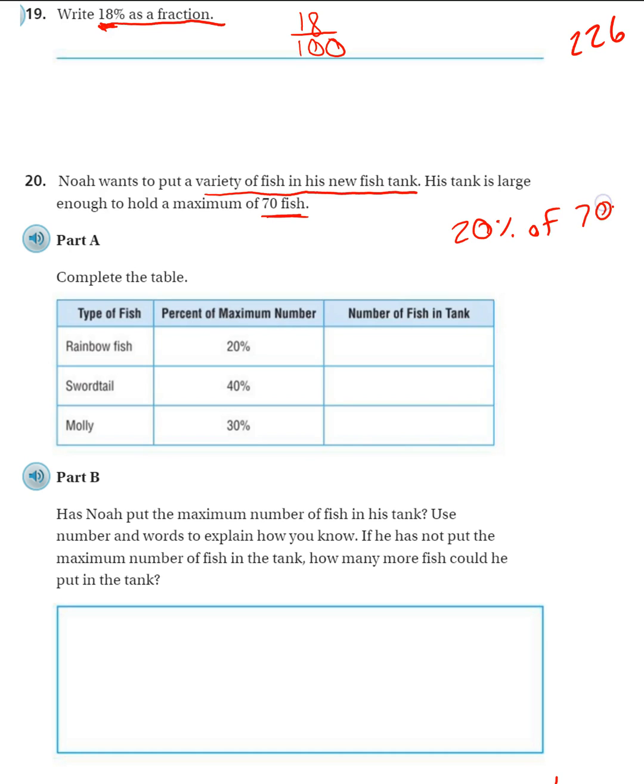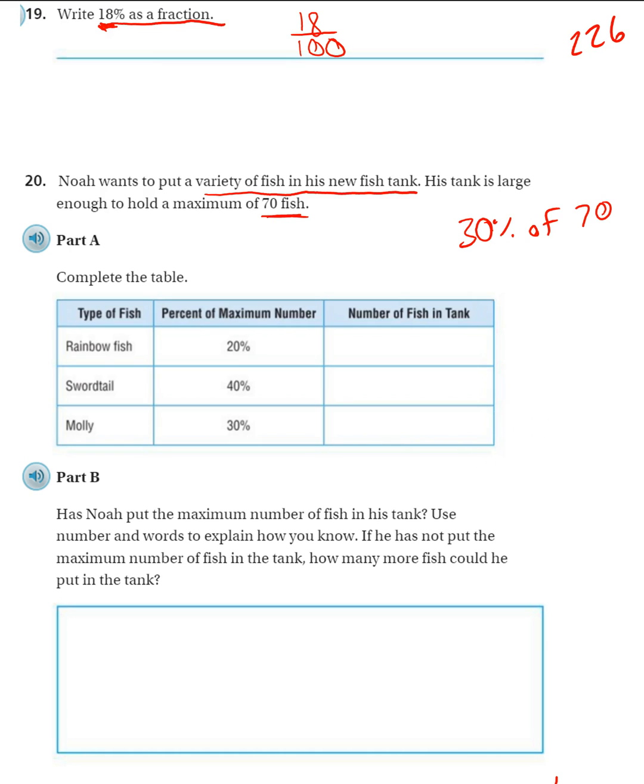20% of 70. Remember, change this to a decimal and multiply. That's going to tell you how many rainbow fish he has. And then do the same thing with 40%. Find 40% of 70. And that's going to tell you how many swordfish he has. And then lastly, find 30% of 70. And that's going to tell you how many molly fish he has.